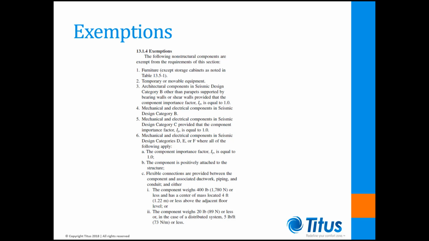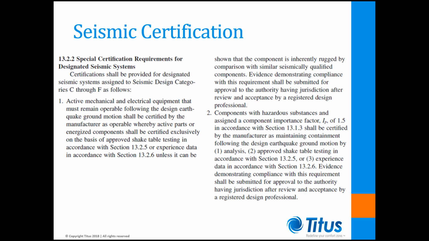When we combine the seismic design category, the importance factor, and the weight and mounting method, we can determine if this equipment is exempt from further seismic consideration. These exemptions are detailed in Section 13.1.4 of ASCE Section 7. If the equipment is exempt, no further consideration is required other than the manufacturer's instructions. If the equipment is not exempt, then other actions must be taken, including additional seismic certifications outlined in 13.2.2.